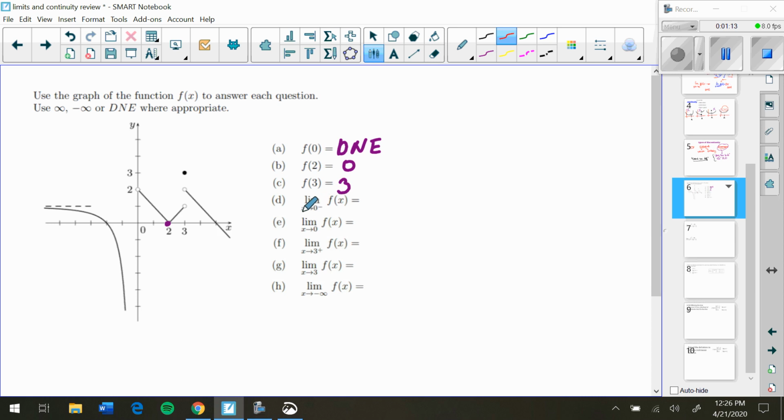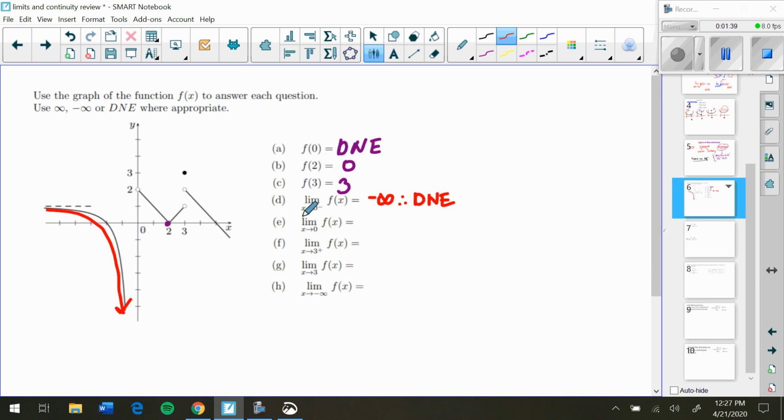Next one, limit as x approaches 0 from the negative direction of this function. So I'm coming at 0 from the negative side, and I'm just going to follow my function, and I see what is my y approaching? Well, it's technically approaching negative infinity, but we also know that infinity does not actually exist. It's not a real thing. It's a construct of our minds. So therefore, that's what those 3 dots are, does not exist.